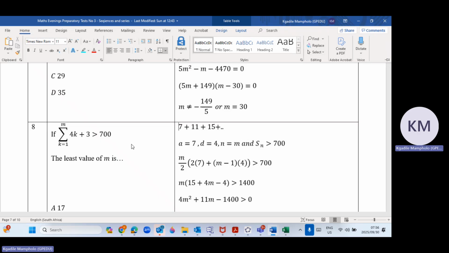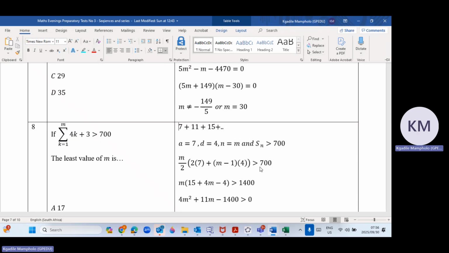Why do we say n is equal to m? Because our index of summation is 1. Because you say m plus 1 minus 1. So always know that if k is 1, or if the index of summation is 1, it means the answer here is the same as the n. So m is equal to n. The sum of n terms is greater than 700. So our n is the same as m. So 2 times 7, m minus 1. Because where there's n, you put m.